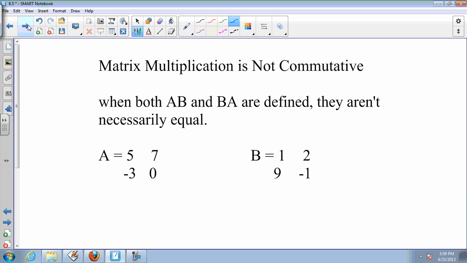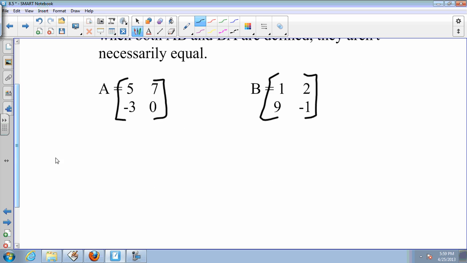One thing about matrices and multiplication is that it is not commutative. When both AB and BA are defined, they are not necessarily equal. So we're going to run through a quick example of that. We have A, we have B. So let's find AB. They are both 2 by 2, so our output is going to be a 2 by 2 as well.